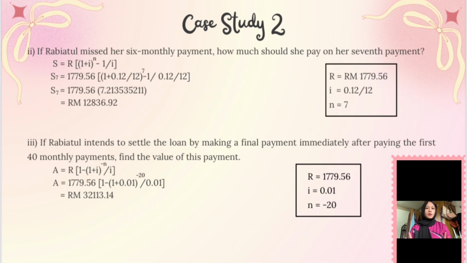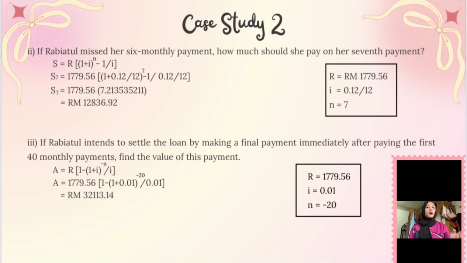Now, for part B2, we need to find the total amount accumulated. We use the future value of annuity formula. S equals R times [(1 + i)^n - 1] divided by i. We substitute the values. S equals 1,779.56 times [(1 + 0.12/12)^60 - 1] divided by 0.12/12.